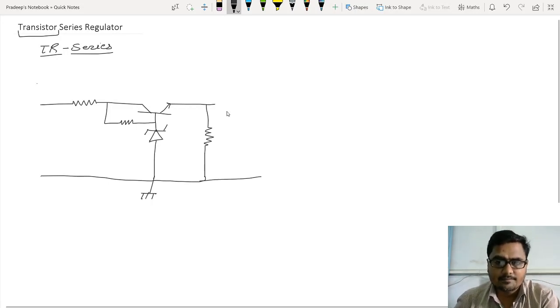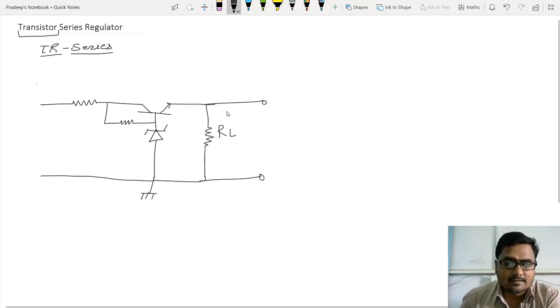Here is the output voltage across a resistor. I call it the load resistor RL. This is the collector of the transistor, this is the emitter, and this is the base of the transistor. Call this resistor the series resistor RS, which is connected in series with the input. So RS is the name. Call this one R1, or the resistor which is connected to the base, call it RB. Okay, let me give some space to that RB.